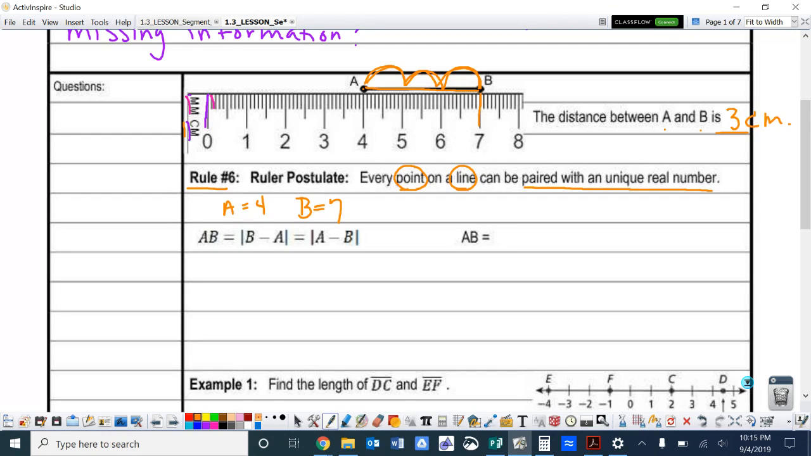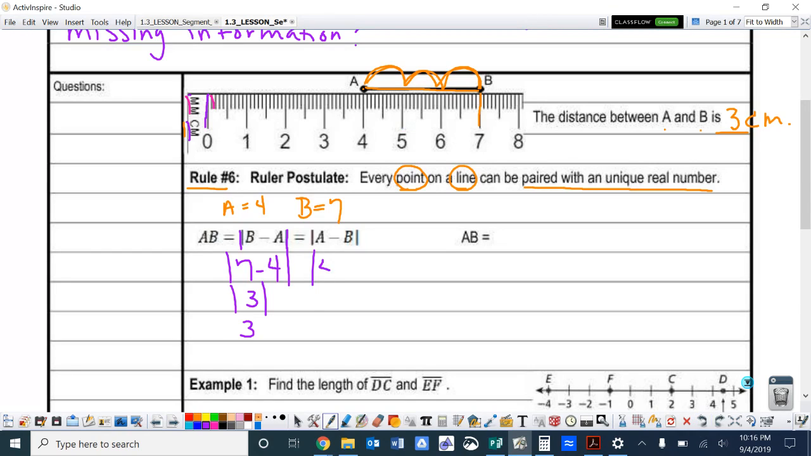So this AB, the measure of AB, is the absolute value. Those are absolute value bars. Absolute value of B, which is 7, minus A, or 4, and we can work that out. So the absolute value of 7 minus 4 is 3, is just 3, because absolute value is just measuring distance, and distance can never be negative. It's always positive. We can measure left to right and right to left.